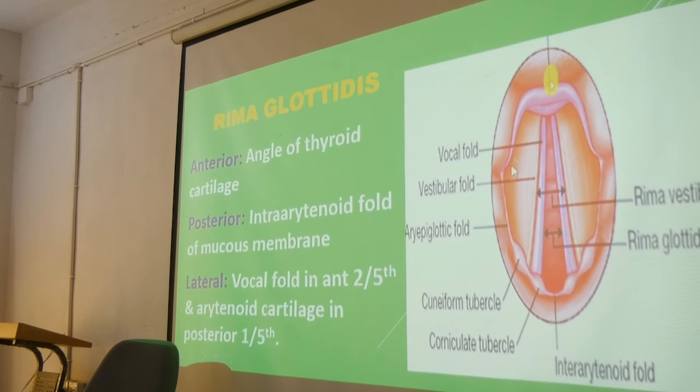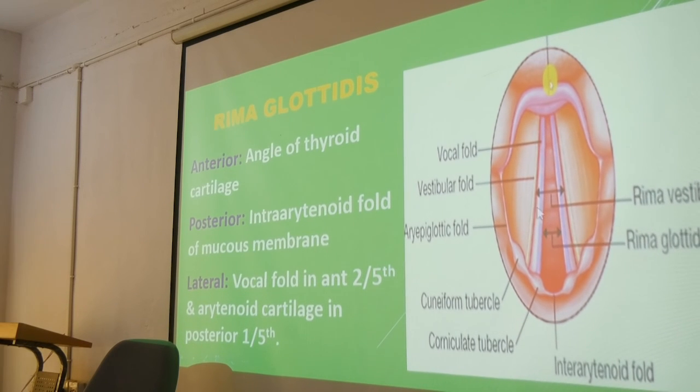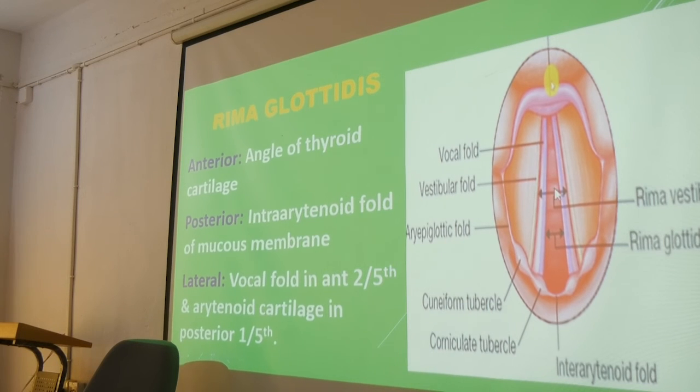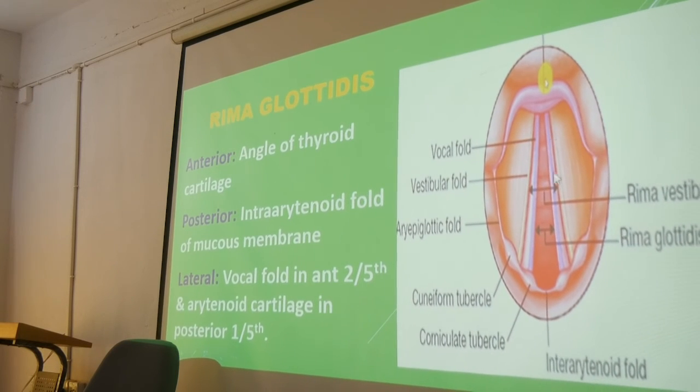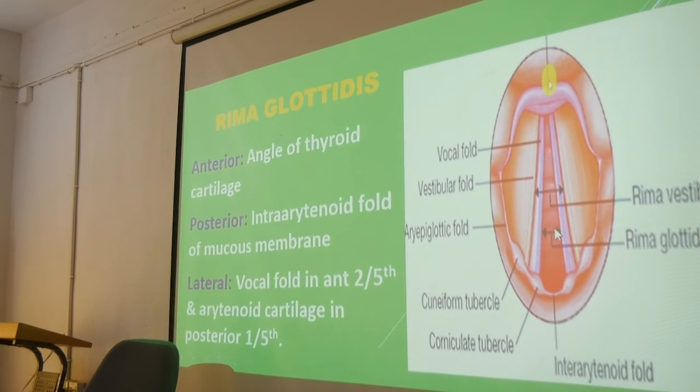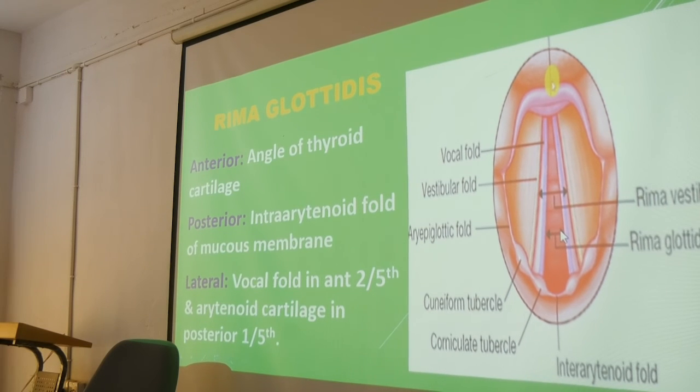So see, this is the rima glottis. You could see there are two folds: one is the vestibular fold, another one is the vocal fold. So this place is known as the rima glottis.